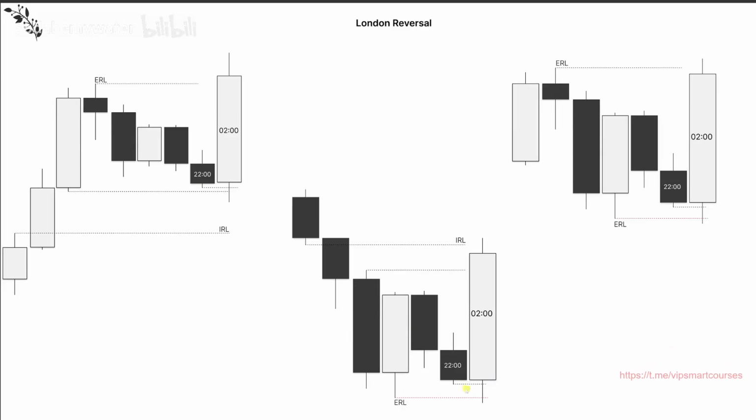On this example here on the bottom, you see price comes and manipulates this ERL, manipulates this previous 4-hour candle's low, and then starts to expand to where? The next drawn liquidity, which is this IRL. Here on this example on the right, you see again this 2 a.m. candle comes, opens up, manipulates this ERL, then starts to expand away towards this drawn liquidity, which is this ERL.